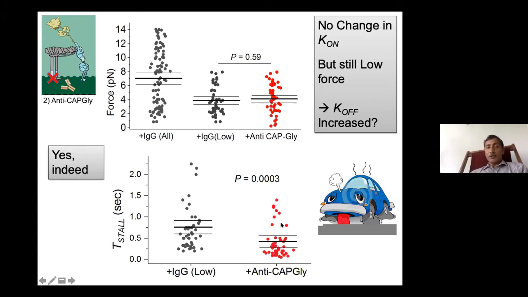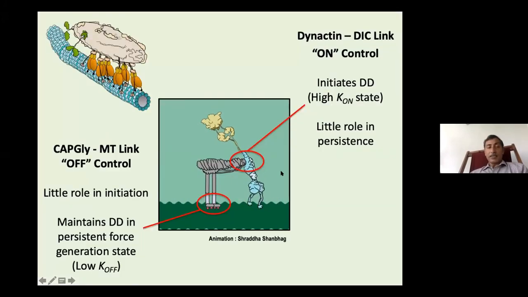So the take home from this is that there are two parts of the dynein-dynactin machine. One is this where dynein and dynactin attach. The other is this one where the microtubule and dynactin attach, and they have very different functions.